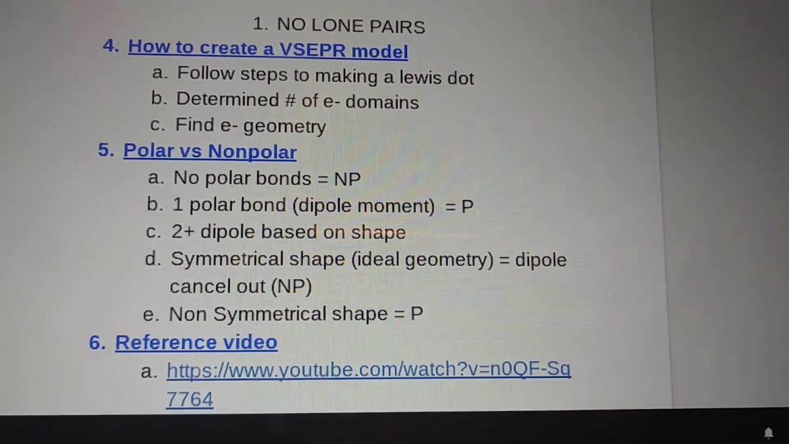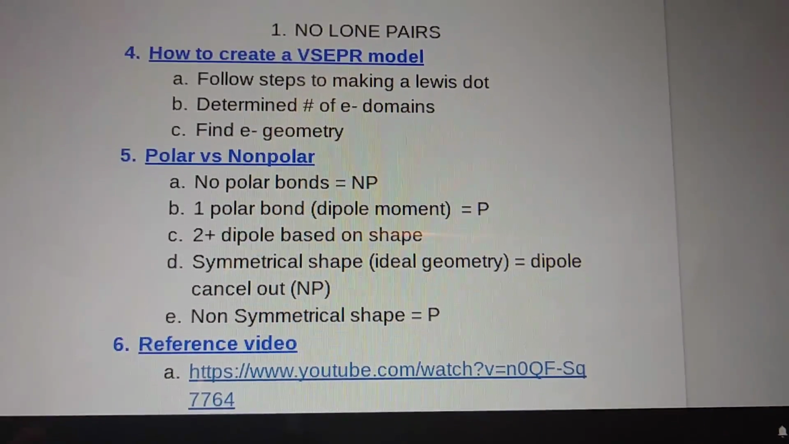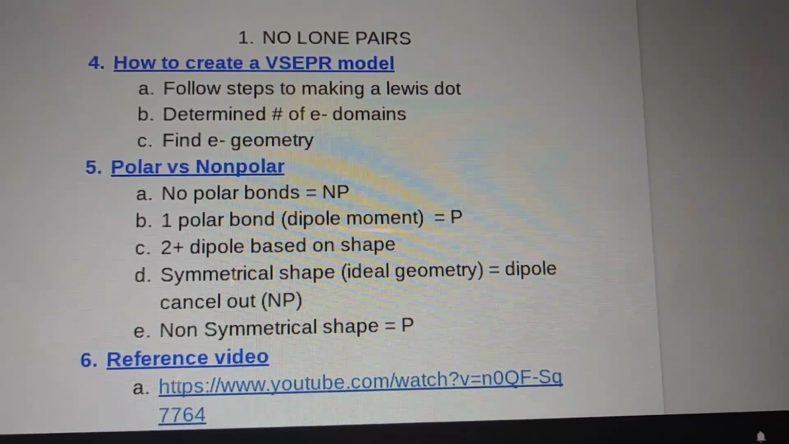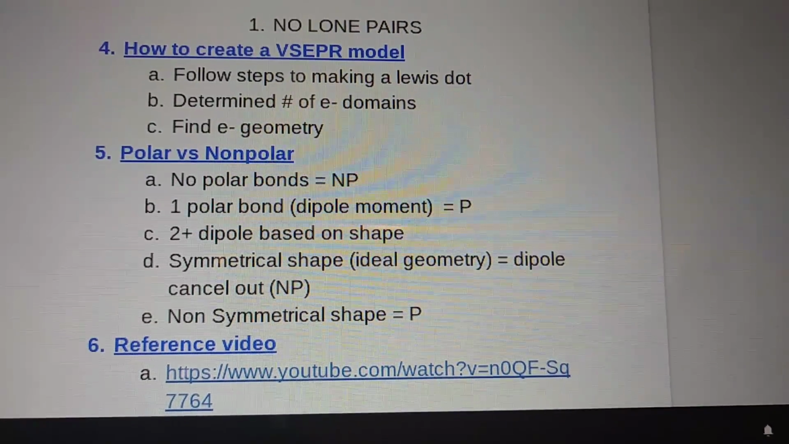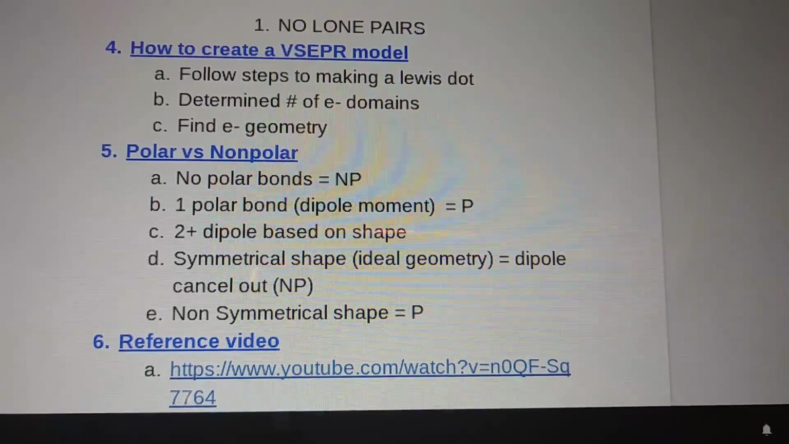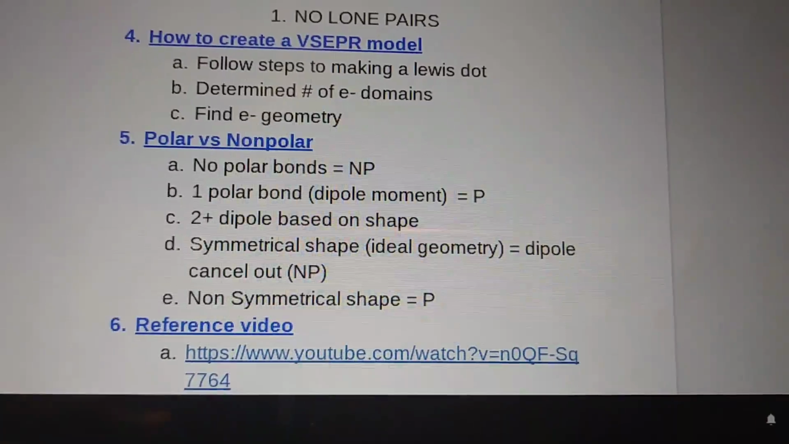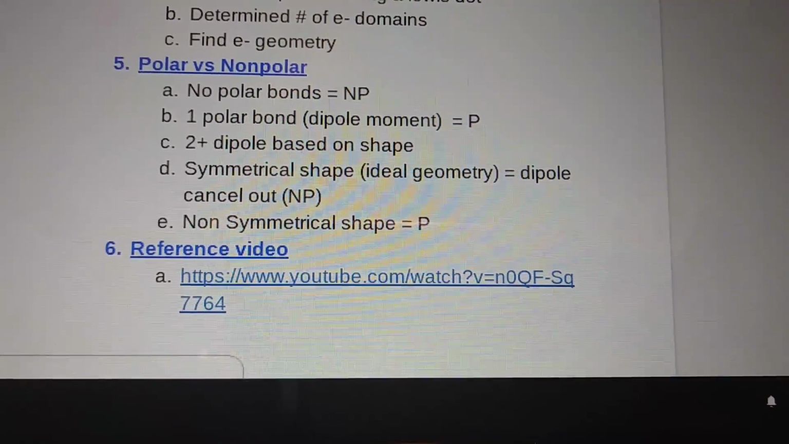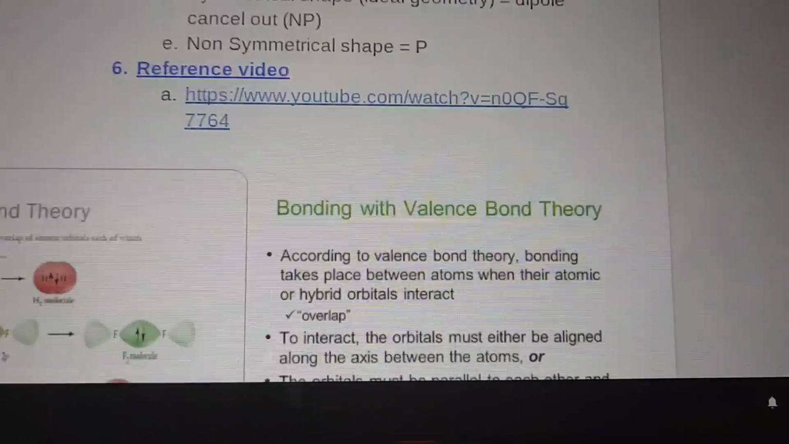So if there's no polar bonds, it's going to be nonpolar, obviously. If there's one polar bond, which is one dipole moment, it's going to be polar. If there are two or more dipole moments, everything's going to be based on shape, which I'll show you shapes a little bit later. If it's a symmetrical shape, and it's the ideal geometry, the dipole moments cancel each other out, so that means it's nonpolar. If it's a non-symmetrical shape, the dipole moments don't cancel each other out, so it becomes polar.